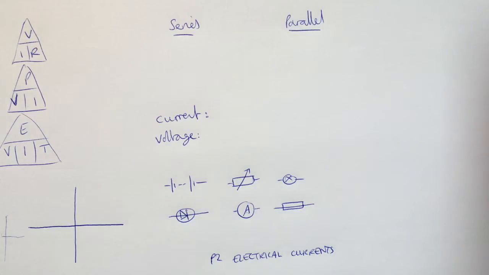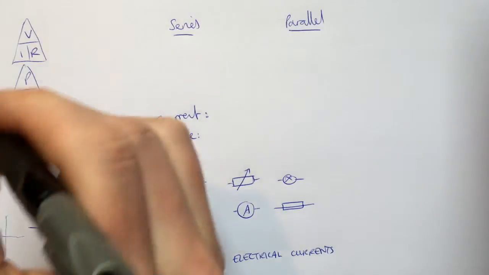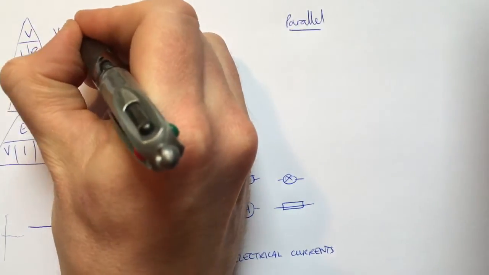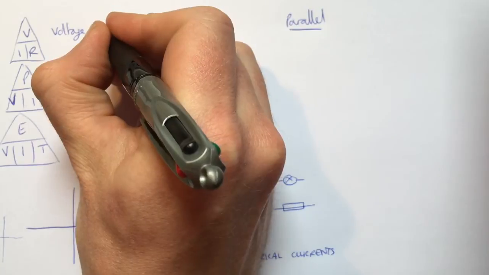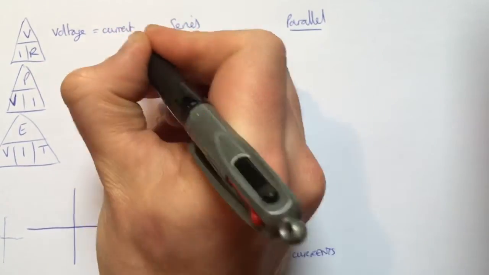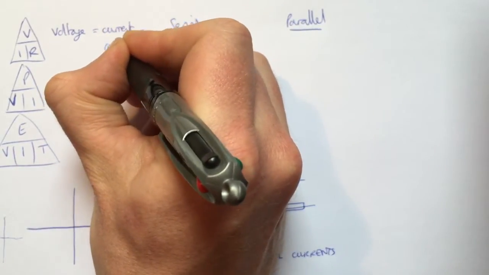Hi, in this video we're going to be looking at the second topic of P2, which is electrical currents. So here's what you need to know. Three main equations. V equals I times R, which is voltage equals current times resistance.